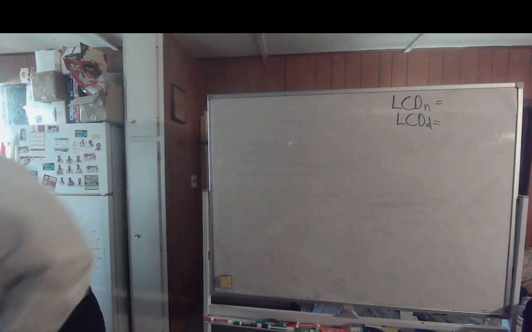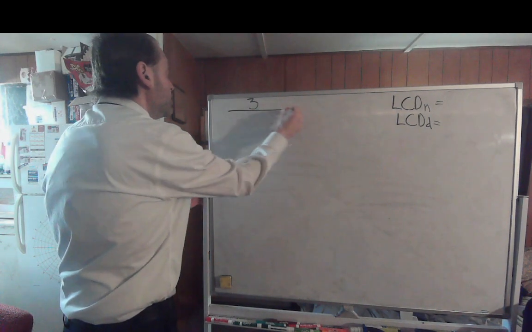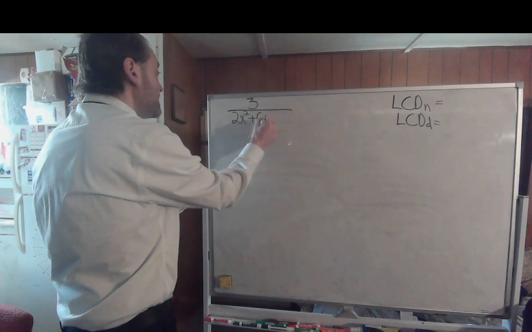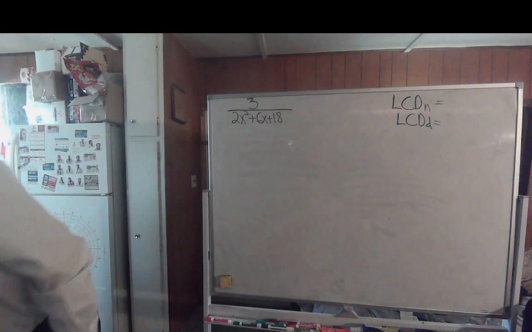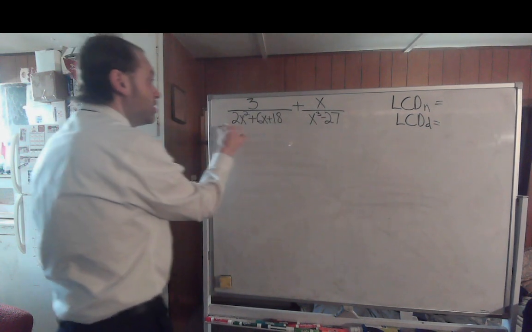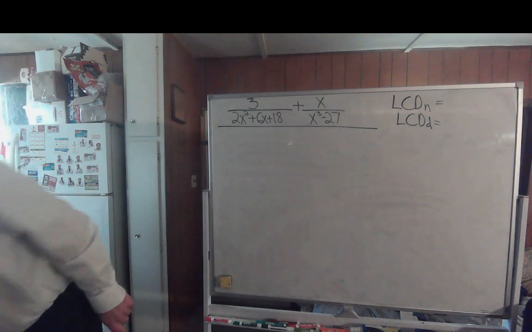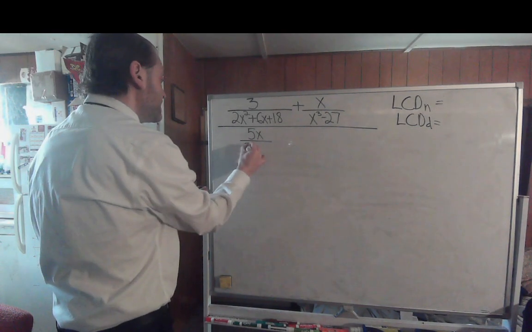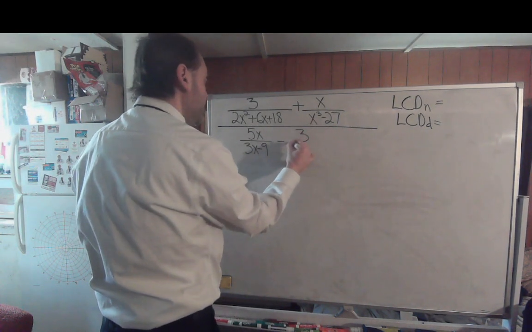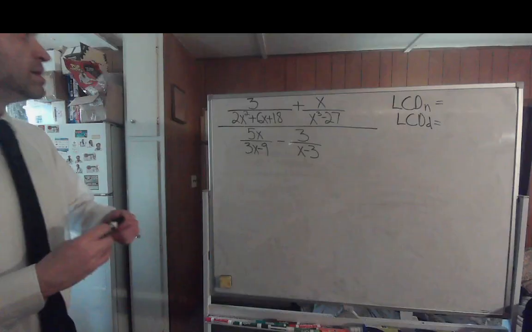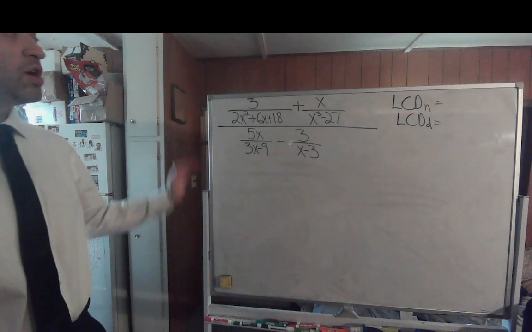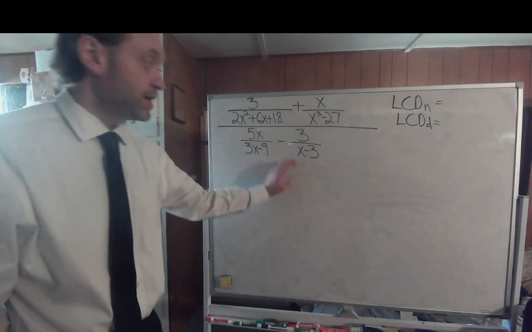All right, another good one. So we have 3 over 2x squared plus 6x plus 18 plus x over x cubed minus 27, all that all over 5x over 3x minus 9 minus 3 over x minus 3.